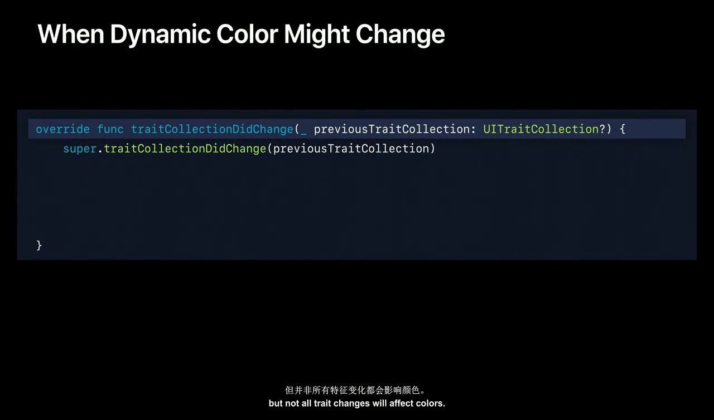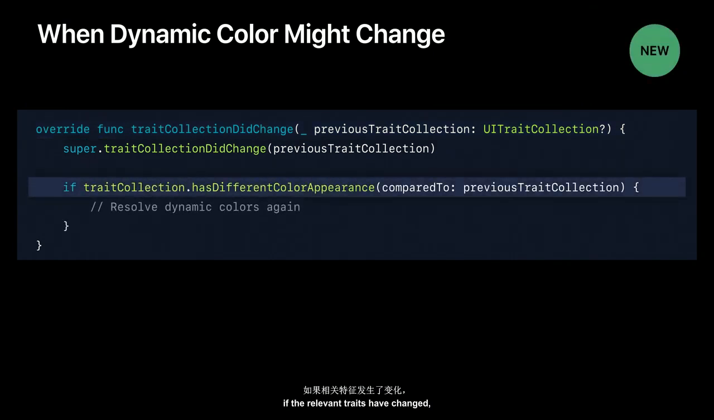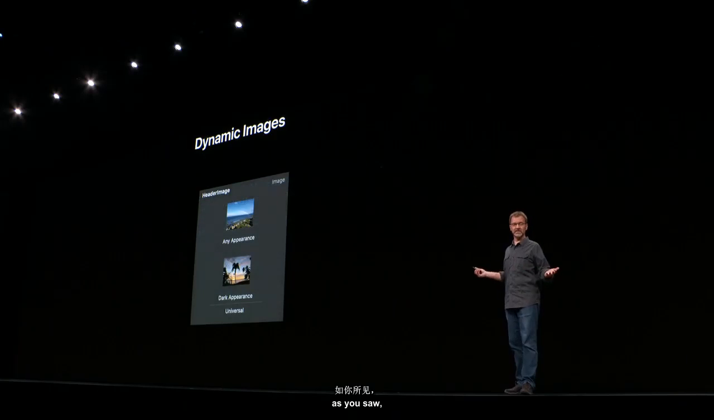But not all trait changes will affect colors. If the user interface style changes from light to dark, that will obviously affect colors. But if something like a size class changes because your app was resized, that won't affect colors. So it's best to use this method, hasDifferentColorAppearance, to see if the relevant traits have changed. If it did, then you should resolve those dynamic colors again. So finally, let's talk about images.